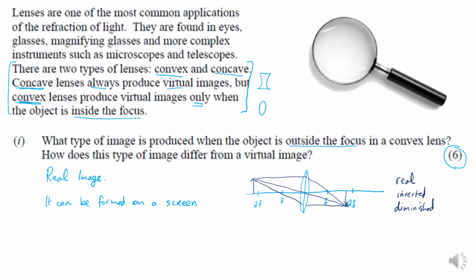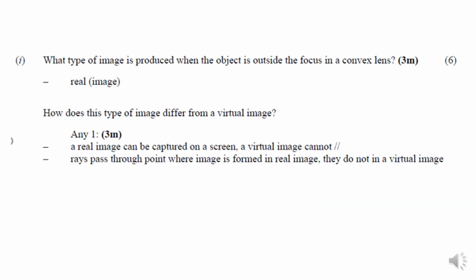There are 6 marks. Okay, so for the first part, what type of image, there are 3 marks going for it, and the answer was a real image. So yeah, we got that. And how does the type of image differ from a virtual image? That's for another 3 marks. A real image can be captured on a screen, a virtual image cannot. So we got that.